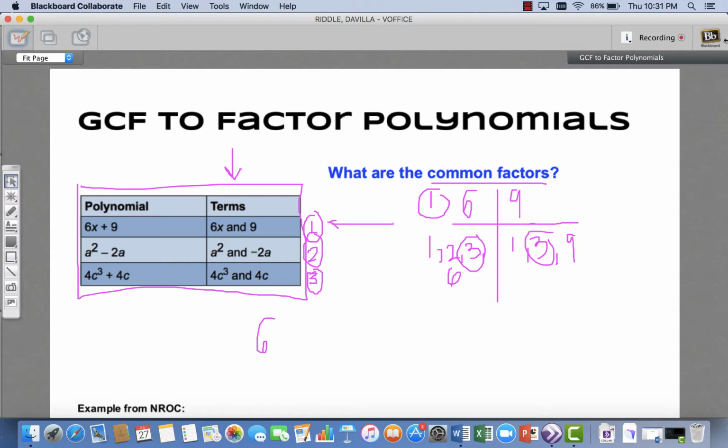So if we have 6x plus 9, and we take out a 3, and we put an empty parenthesis set in here, do you know what would go in this blank and in this blank?